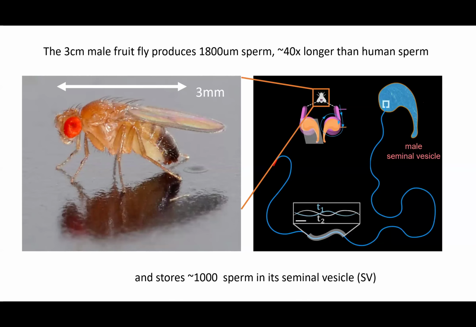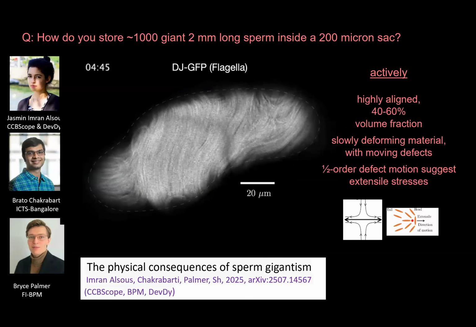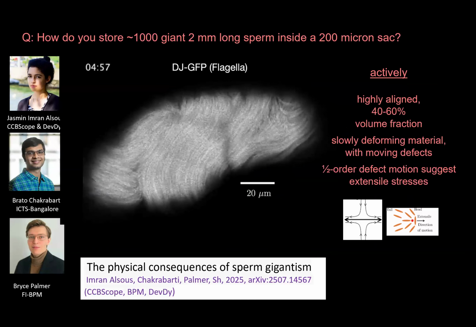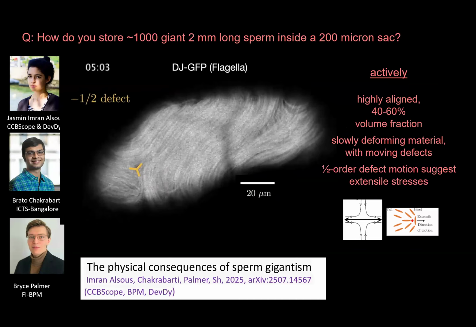Okay? It stores those guys in an order 100 micron sac, about 1,000 of them, the so-called seminal vesicle. And they need to be stored in a way that will make them recoverable, because you have to use them to inseminate eggs. So they need to be stored in a functional state. So that's the question. How do you store 1,000 giant 2 millimeter long sperm inside of a 200 micron sac? Very simple question.